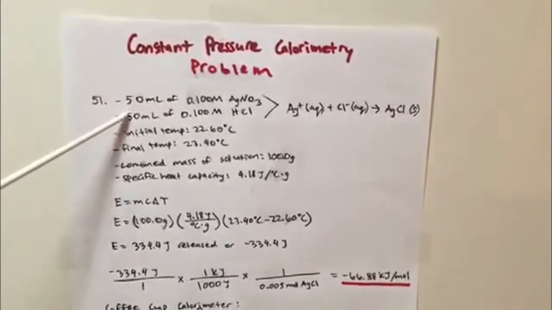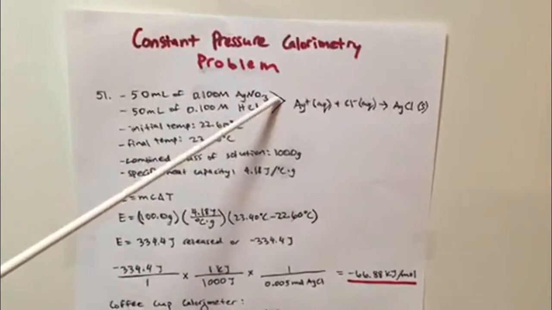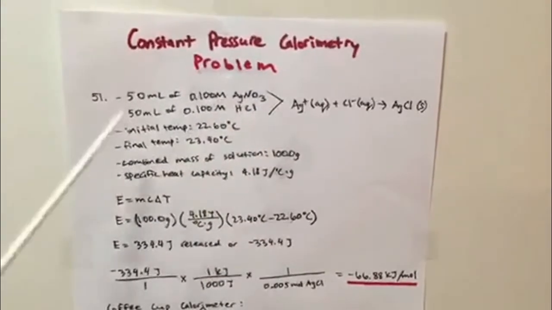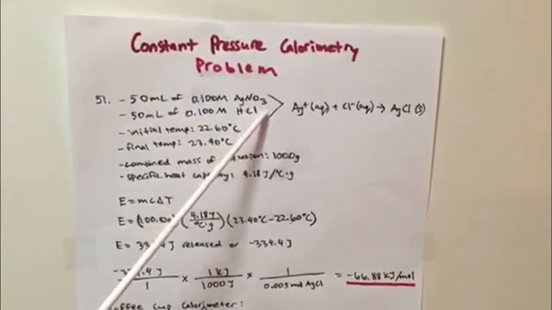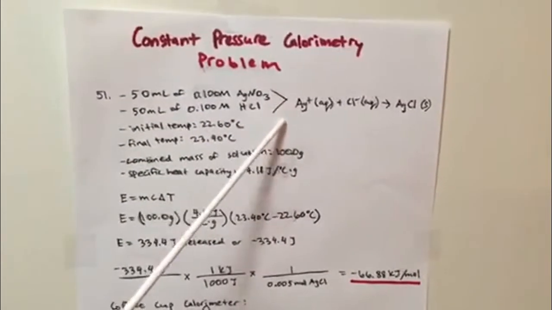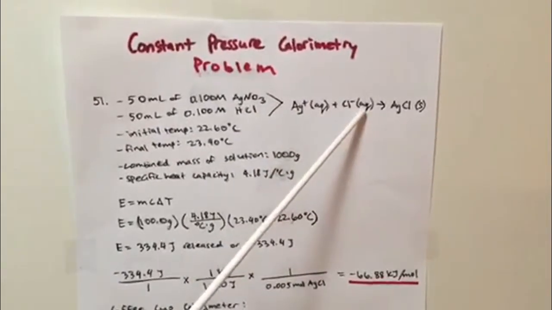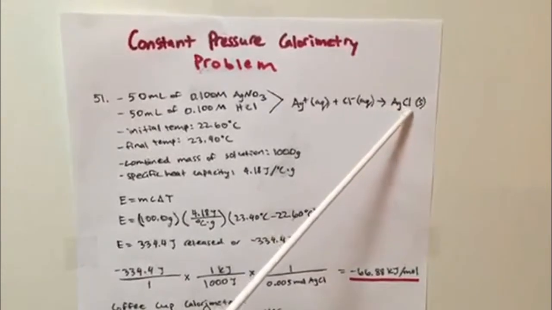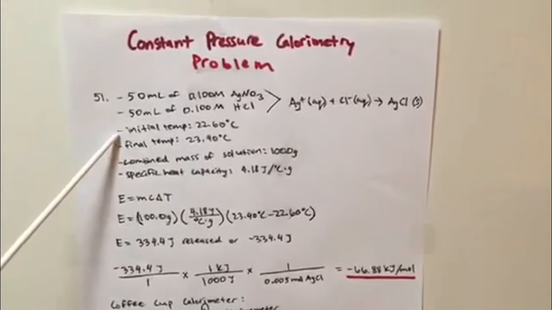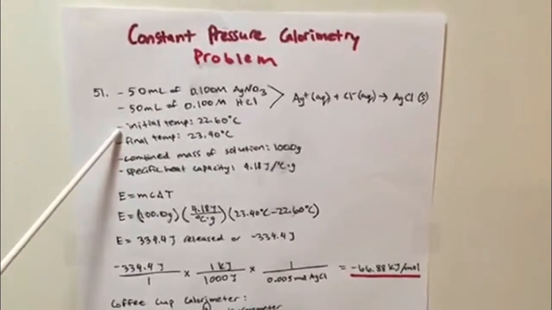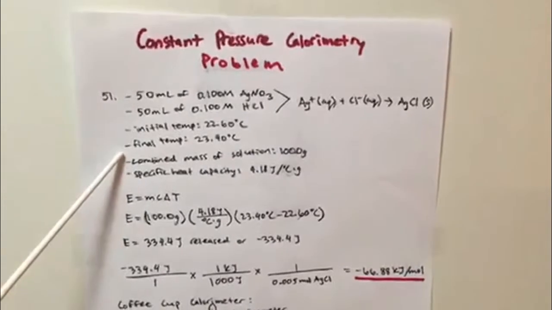We have 50 milliliters of a 0.1 molarity AgNO3 as part of our solution. We are also given that 50 milliliters of 0.1 molarity HCl is also used. And these two come together to create Ag plus aqueous plus Cl minus aqueous, which will yield AgCl in the solid form. We are also told that for the solution, the initial temperature is 22.6 degrees Celsius and the final temperature is 23.4 degrees Celsius.